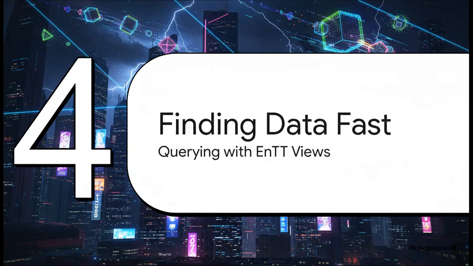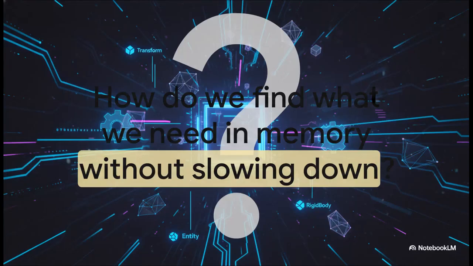Okay, so we've built a world full of entities, and each one has its own unique combination of components. Now for the next big challenge. How do we find the specific data we need to act on, and how do we do it at lightning speed? I mean, really think about it. In a complex scene, you could have literally millions of components. A physics system only cares about entities that have both a transform component and a rigid body component. So how does it find just those entities frame after frame without grinding the whole game to a halt?